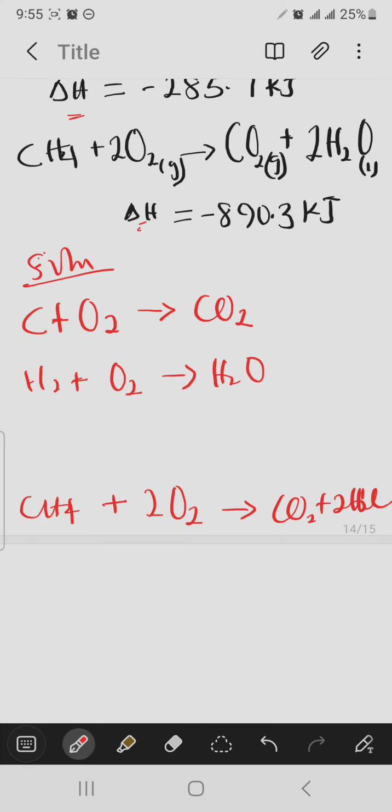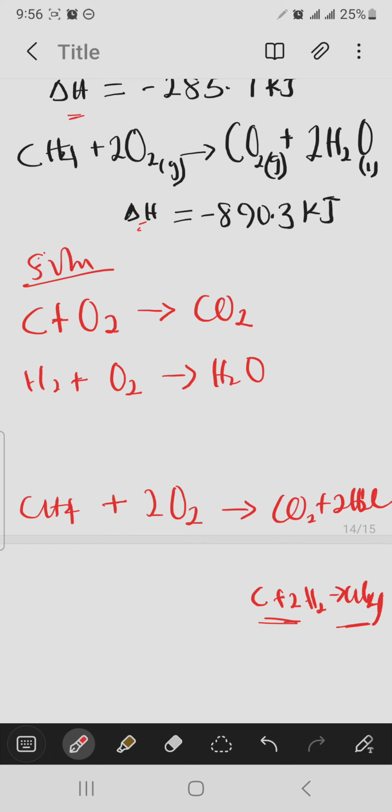This is what you want to find: C plus 2H2 will give you CH4. Look at here very well. When you combine these three equations together, you must find your reactant side and your product side. Your reactant must be C plus 2H2, that's the first thing, and your product must be CH4.